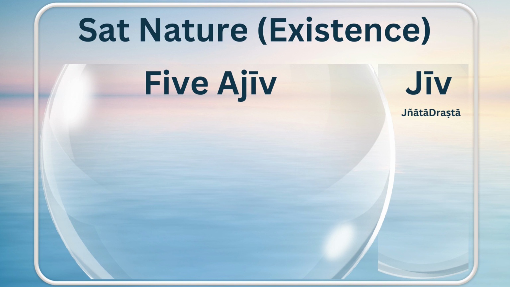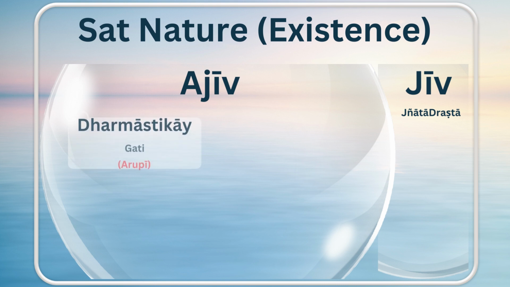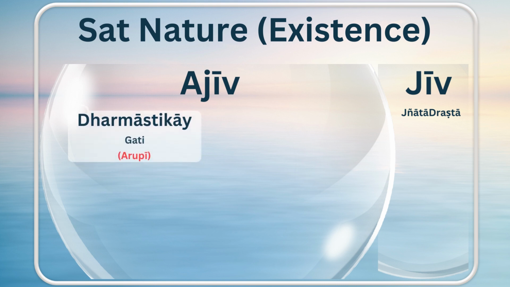The topic becomes quite complex when we get deeper. Here, for the sake of simplicity, we will just get acquainted with some terminology. 5 types of Ajīv have been described. The first type of Ajīv is called Dharmāstikāy. Here, the word Dharma is related to Gati or mobility. All the mobility we see in this whole existence is called Dharma.